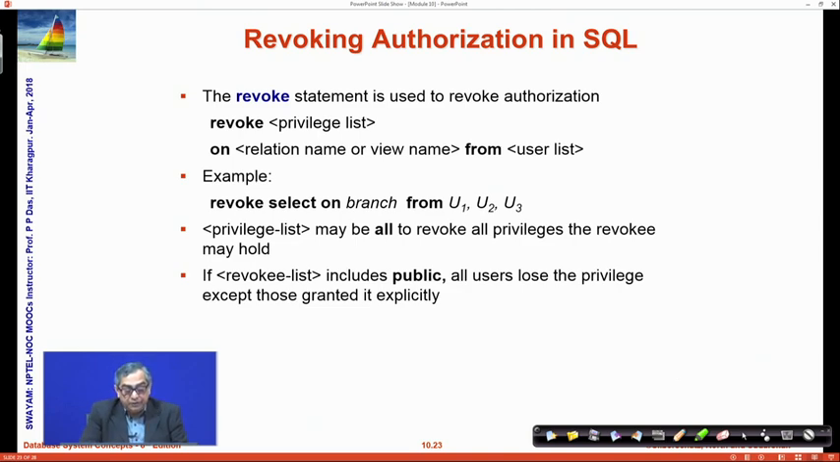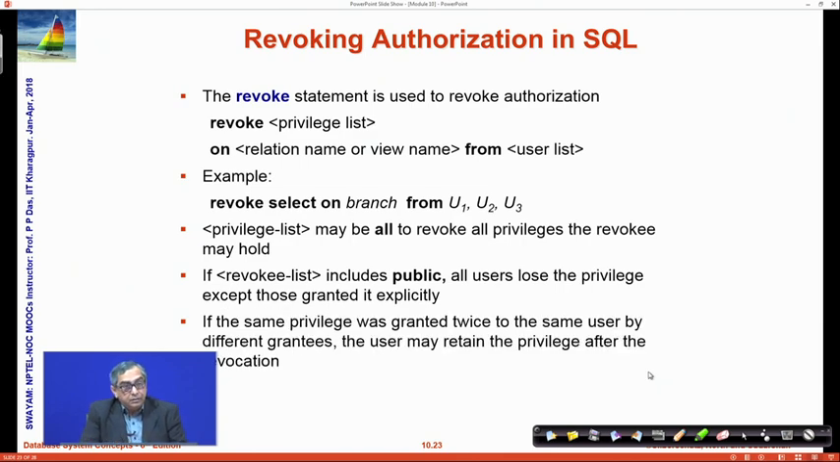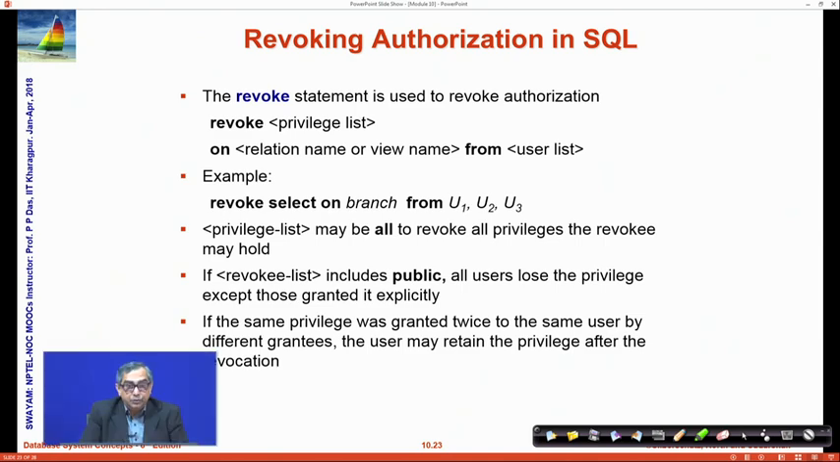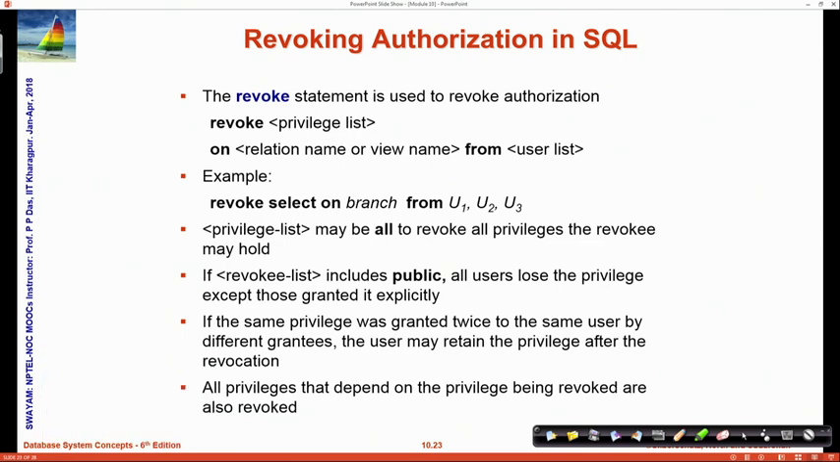The list of revokees can include public, which means all users lose that privilege. Now it is possible that a user gets a privilege granted to him or her by two different granting authorities. Then if one of them is revoked, the other will still continue to remain. So, every privilege that is granted needs to be explicitly revoked, that is the basic meaning. All privileges that depend on the privilege being revoked are also revoked.